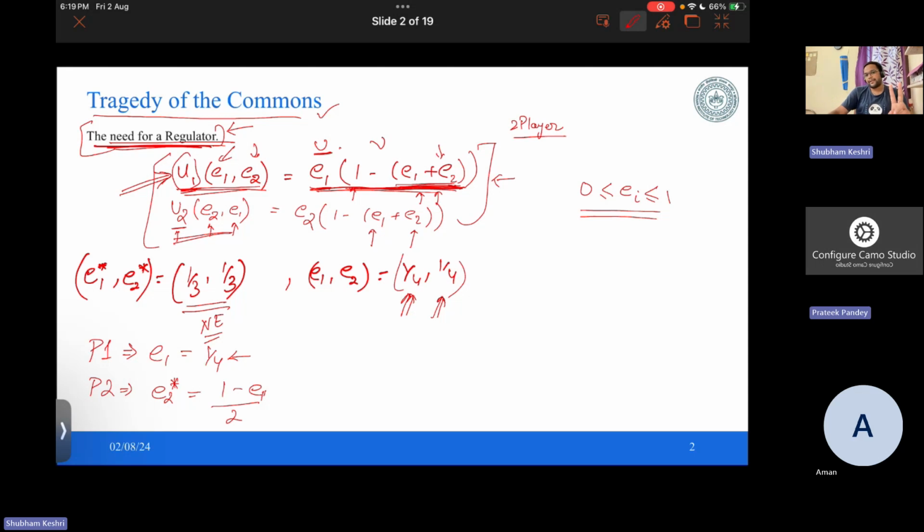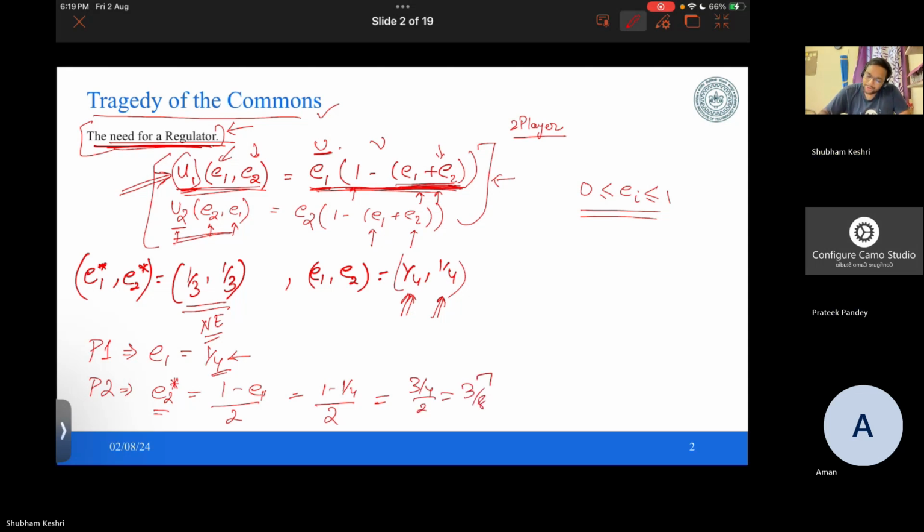Now player 2 can deviate because he has an incentive to deviate. What he will do, he will say that I will play my best response. So he will do 1 minus 1 by 4, where this 1 by 4 is the strategy of first player. So we are obtaining the action strategy of player 2. This will be 3 by 4 by 2, which is equals to 3 by 8.